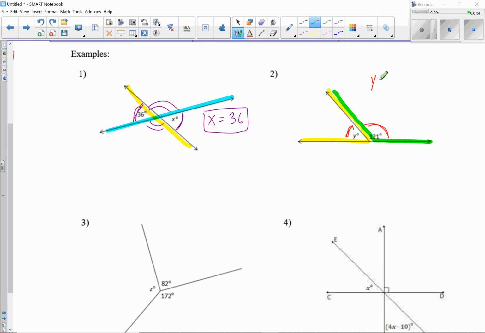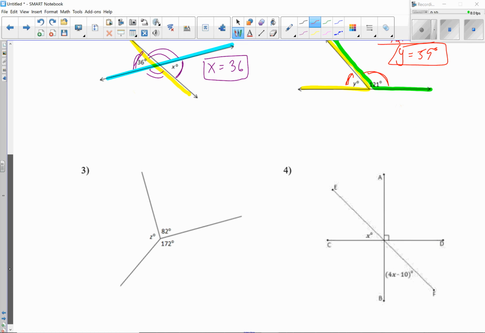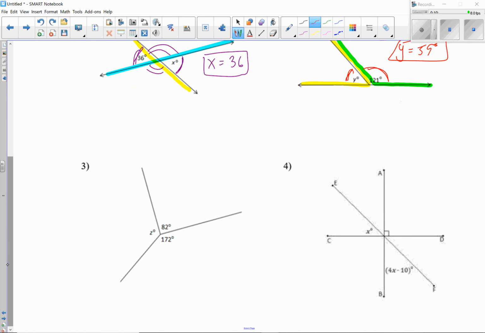So I can say Y plus 121 has to equal 180. And then I can just use regular solving equations: simply subtract them and figure out what the value would be for Y. So in this case, if I subtract that, I get Y equals, what is that, 59 degrees. And there I go.